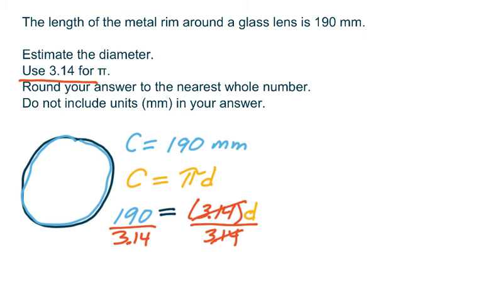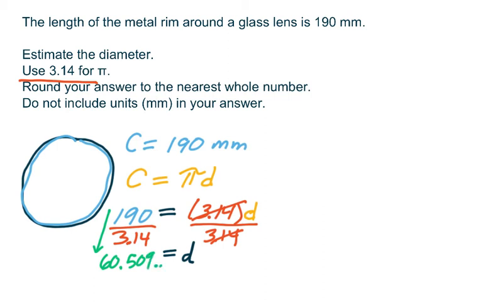When I divide 3.14 by 3.14, that gives me a coefficient of 1 for the diameter. So that's what we wanted. The D has a coefficient of 1. We're going to divide from top to bottom just like we read, and we'll divide 190 divided by 3.14. When we do that, we have 60.509, and it keeps going from there.